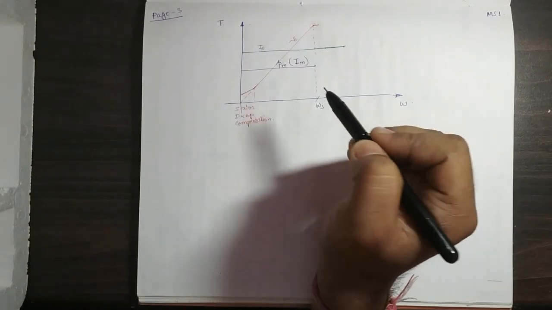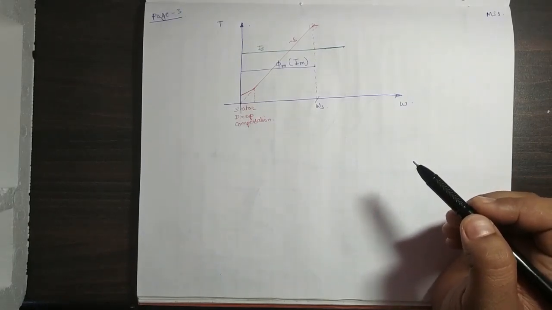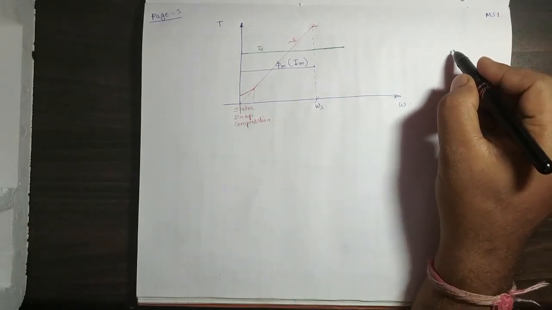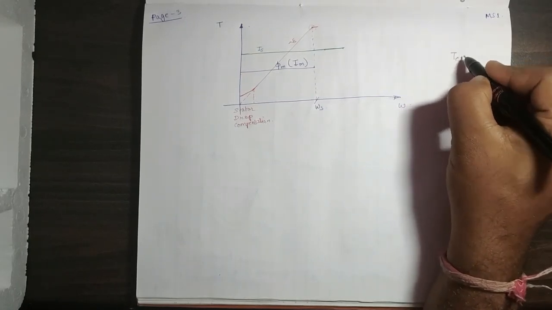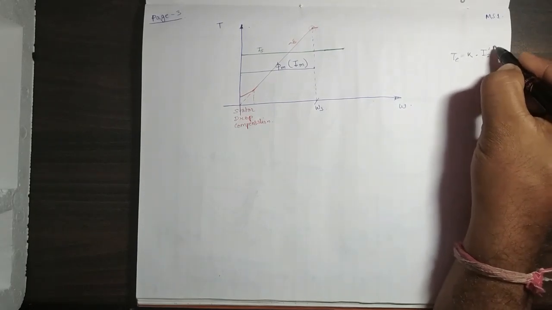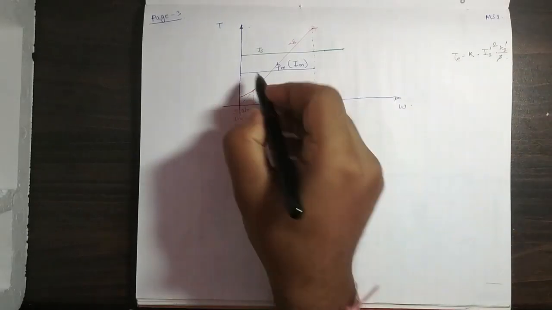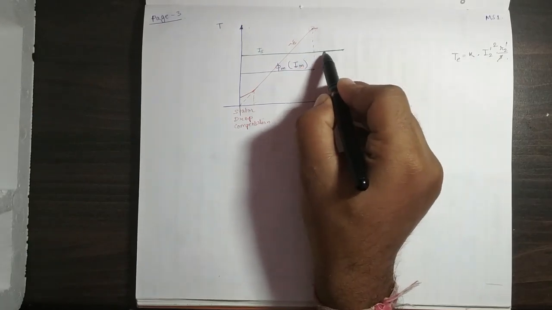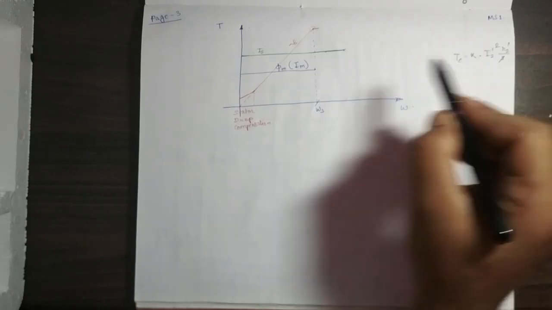So this is the constant torque zone. Why is it a constant torque zone? Because if you see the torque equation, you will find that torque is equal to K times a function of I2 dash square R2 dash by S. Since the stator current is not changing, the corresponding I2 dash is also not changing.